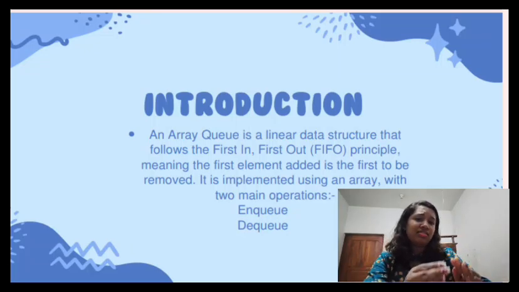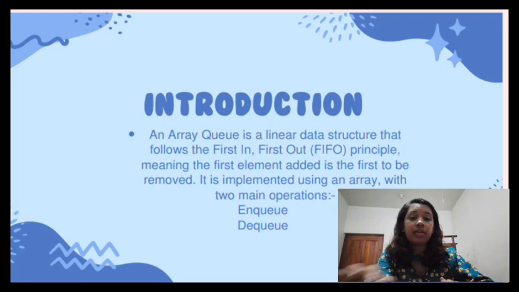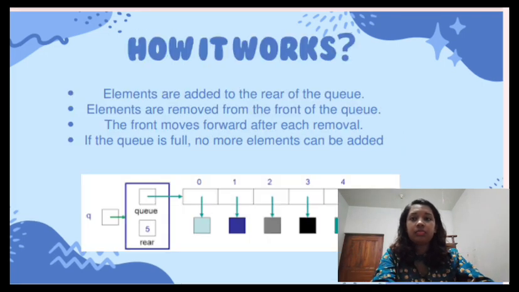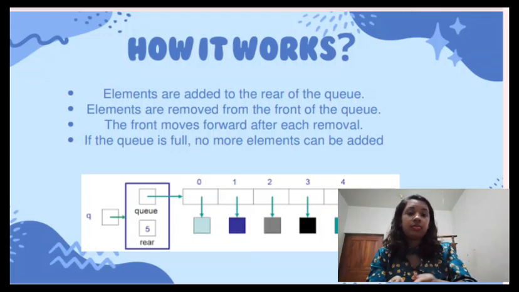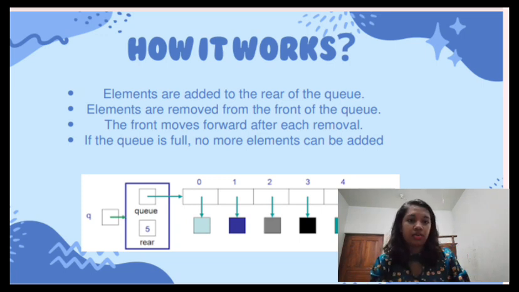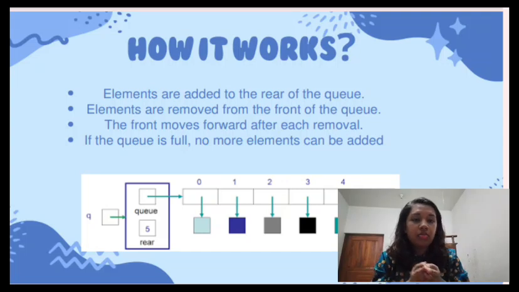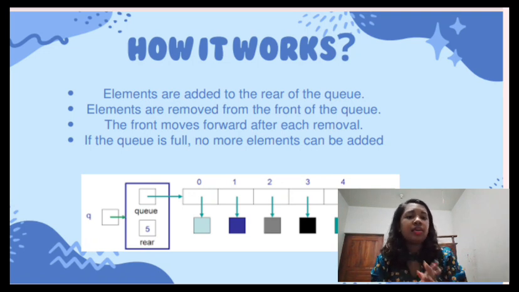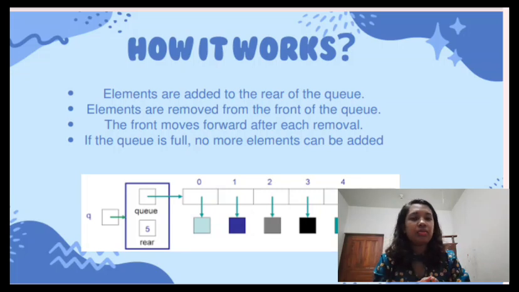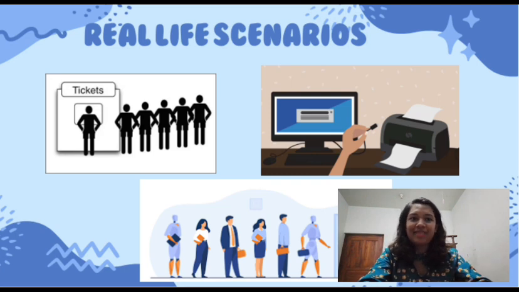So next, let's see how an array queue works. Elements are added to the rear of the queue and elements are removed from the front of the queue. The front moves forward after each removal of an element, and if the queue is full, no more elements can be added. And let's see what the real life scenarios associated with array queues are.